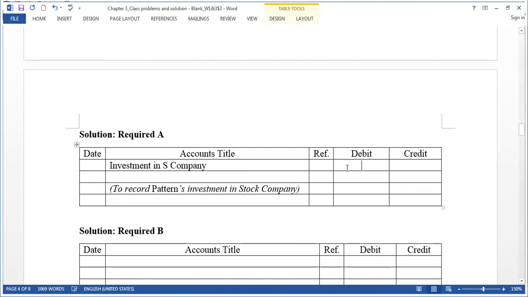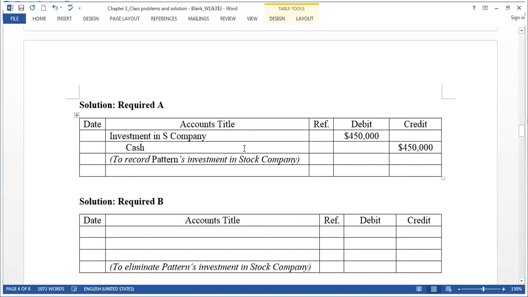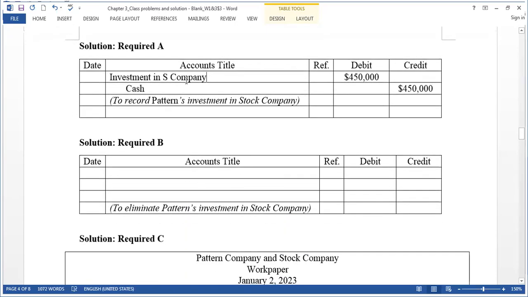Investment in S company, debit. So we invest $450,000. And the question said that we paid cash, so nothing new. And in this question, we don't have any business combination cost. So we have to eliminate them. We have to eliminate our investment, credit, $450,000.